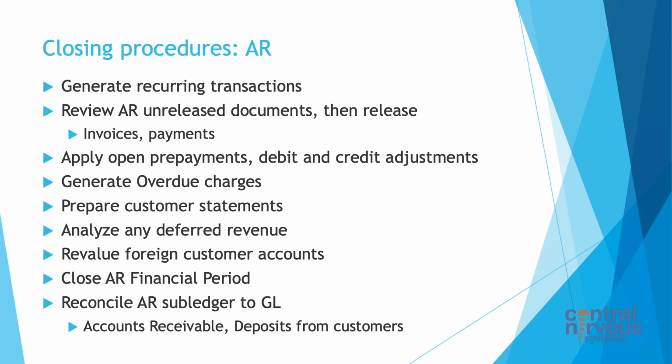our base currencies, and then close the AR financial period, reconcile the AR subledger to the GL, accounts receivable and deposits from account, making sure that all ties. We want to do that on a monthly basis, so that we're not caught at year end. Why is the balance not matching?